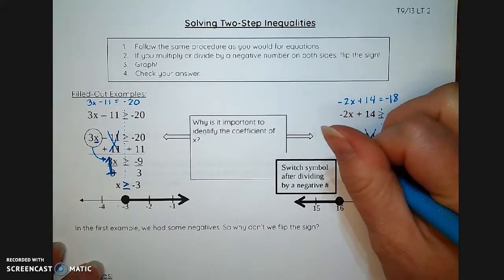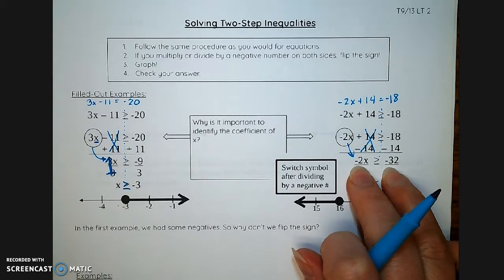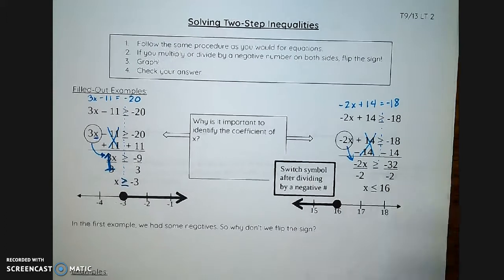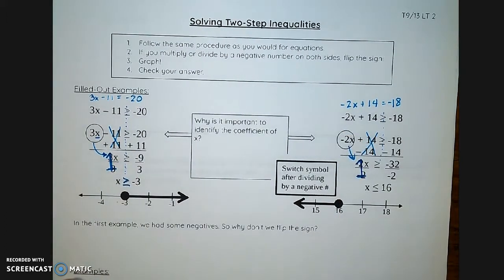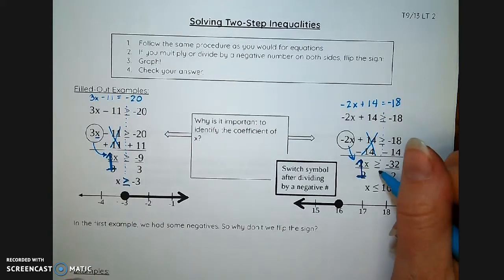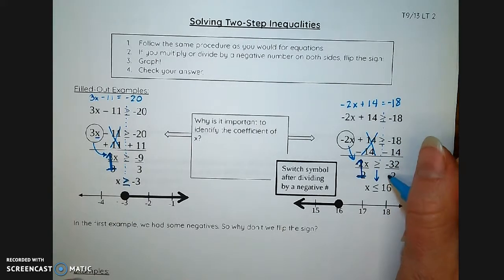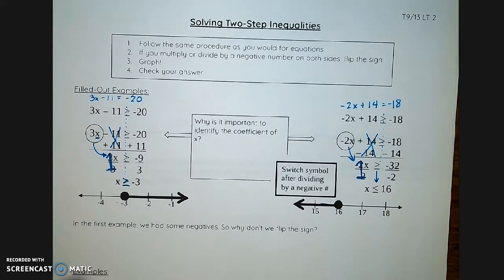My negative 2x comes down. Now I need to take care of the fact that I'm multiplying the x by negative 2. So I'm going to divide it by negative 2. Negative 2 divided by negative 2 is going to give me a positive 1. And negative 32 divided by negative 2 is going to give me a positive 16. What you'll notice is right here, because I divided by a negative 2, I have to flip my sign. So now I have 16 is included, and I shade to the left.